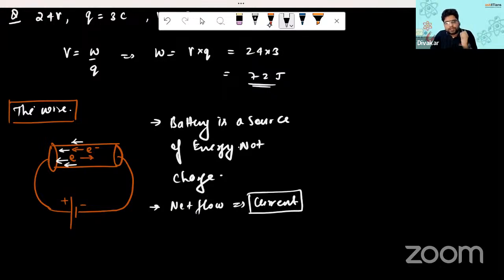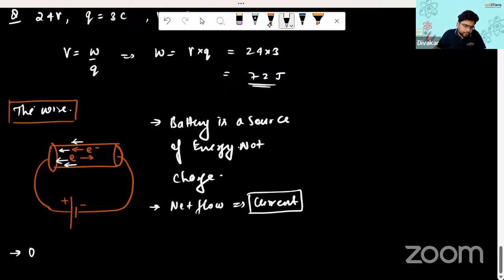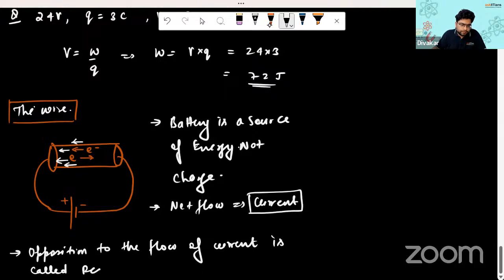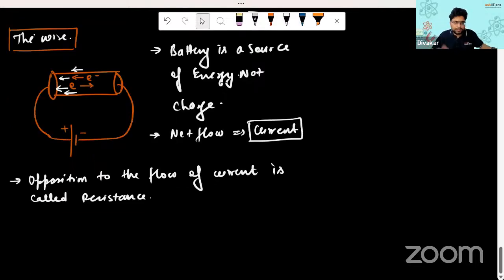So whenever current tries to flow through a conductor, there are restrictions. There are collisions. So opposition to the flow of current is called resistance.